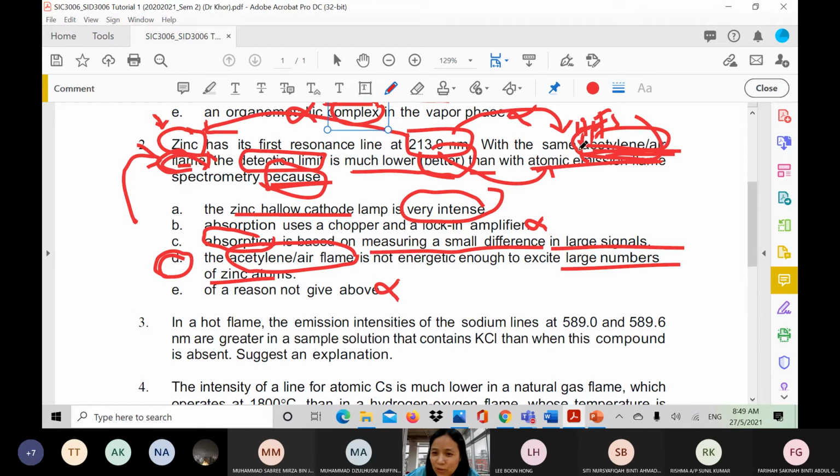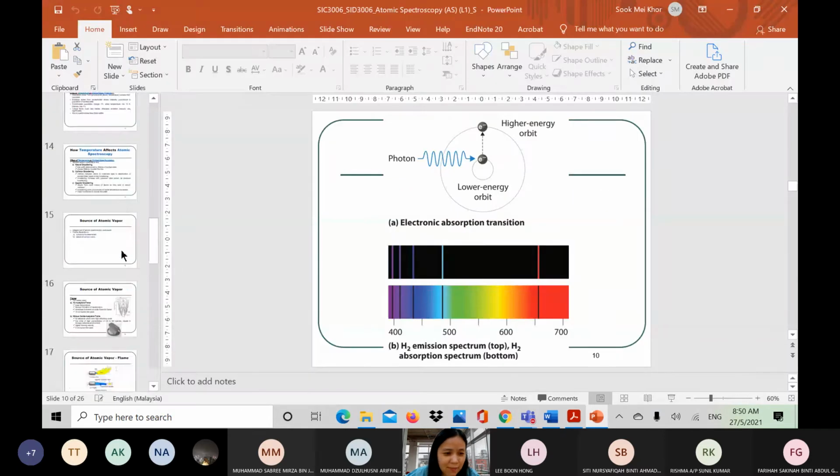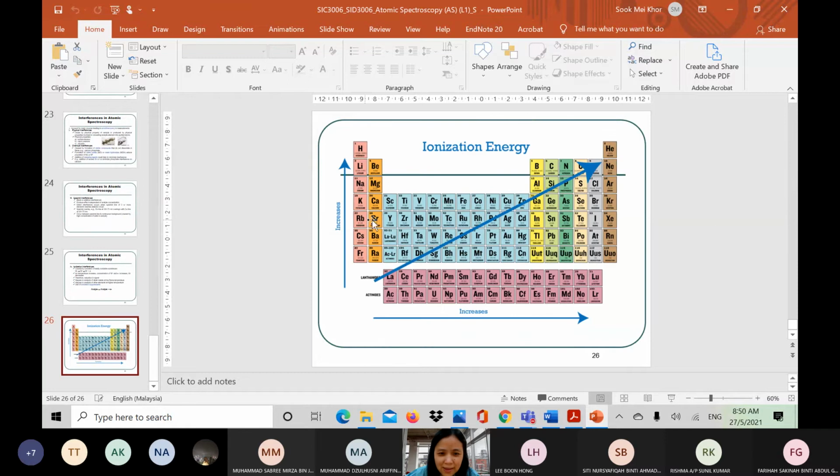If we want to use acetylene as the flame, it is only suitable for detection of group 1 elements, as in our periodic table. Group 1 needs a low energy flame, so you can excite this group of elements. For a transition metal like zinc, it is difficult, you are not able to excite it. So that's why you cannot detect.